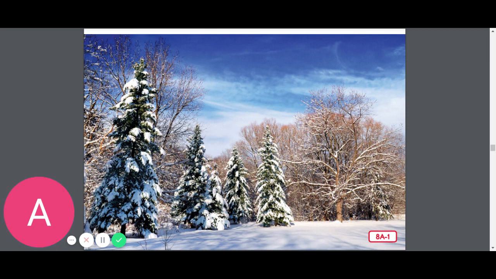Can you see the green tree in this picture? Yes, that is the green tree. Now, deciduous trees do not keep their leaves in the winter. Deciduous means that the trees lose their leaves. Deciduous.